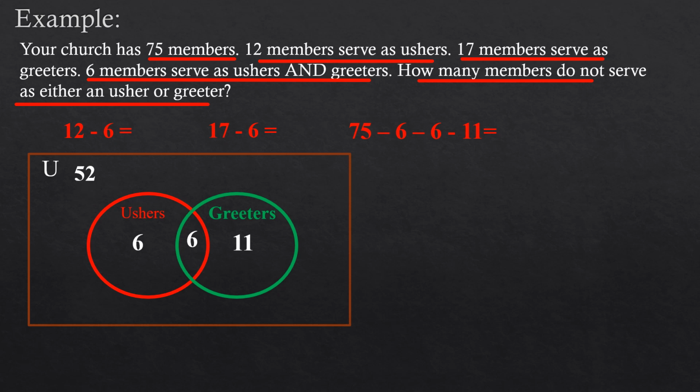Okay, so that's going to help me to know that I have 52 people that I can pull from and go and ask. So that's the answer: 52 are not serving as either an usher or a greeter. Okay, so that's the answer to that question.